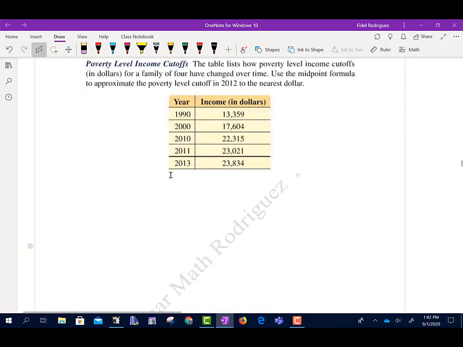All right. So let's take a look at the next problem here. And it says, the table lists how poverty level income cutoffs in dollars for a family of 4 have changed over time. Use the midpoint formula to approximate the poverty level cutoff in 2012 to the nearest dollar. So we're looking for 2012. So if you notice, here's 2011, here's 2013. 2012 is going to be right between those two. So all we need to do is find the average of those two numbers.